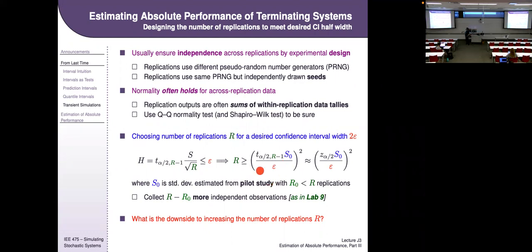Then this quantity here gives me a lower bound on the number of replications. Now, the problem is that the t value that I put in here also depends on the number of replications.